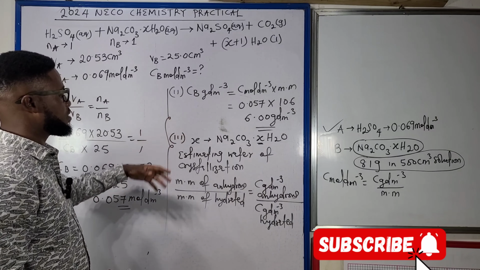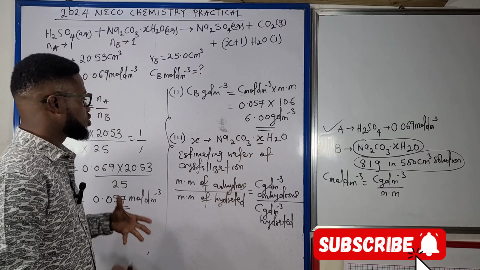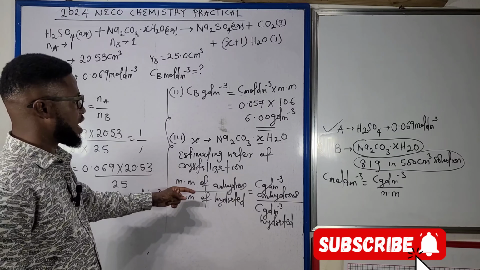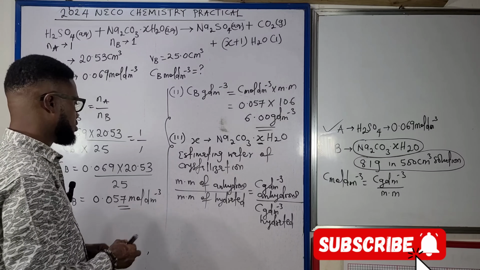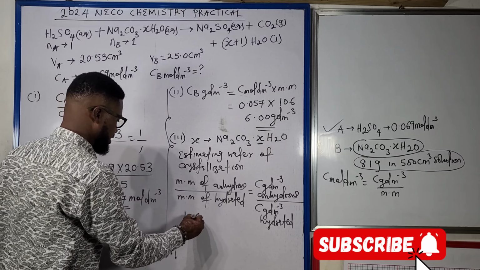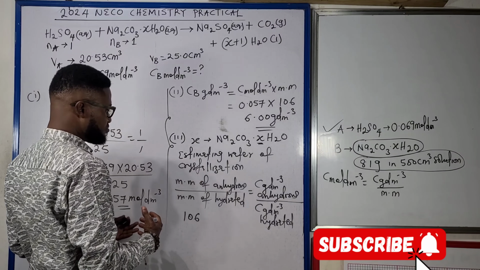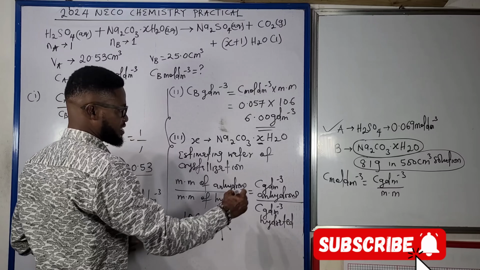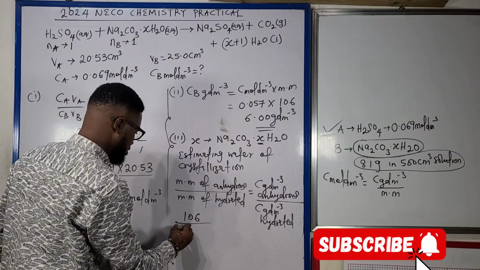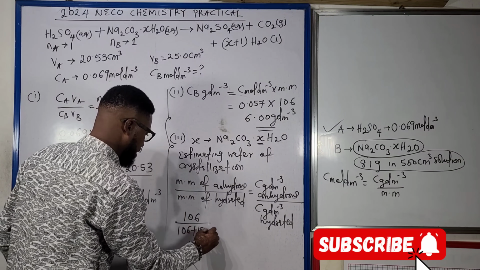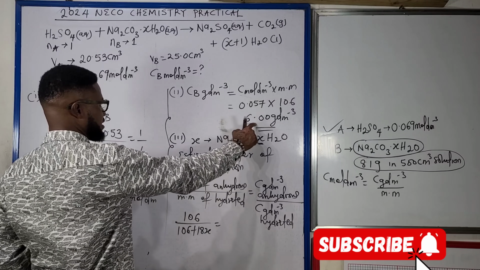So we were told to estimate the water of crystallization here. X, what is X here? So how we do that is we say molar mass of the anhydrous. Anhydrous here means the dry form of the compound, and Na2CO3 is 106, divided by the molar mass of the hydrated. The hydrated here is 106 plus 18x. So that's 106 plus 18x, all equals to concentration of the anhydrous in gram per dm cube. That here is 6.